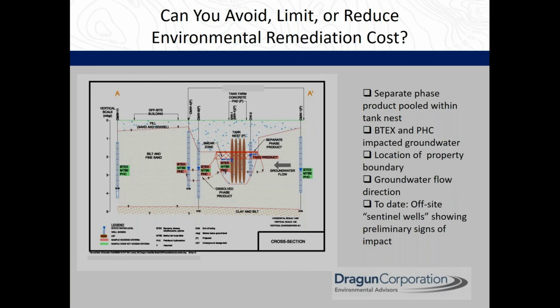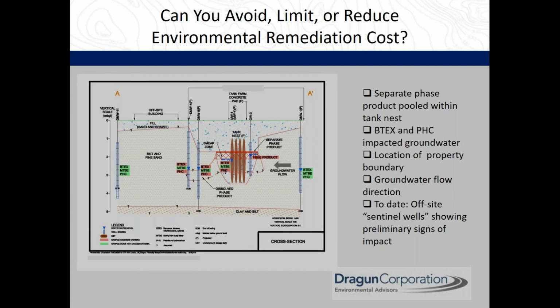Did some cross sections, which adds to our conceptual site model, trying to look at the distribution of the chemicals here in a vertical profile. Certainly we had BTEX and PHCs in the groundwater. We had some high concentrations in the soil in the smear zone. We had product. Groundwater flow direction was better understood, but we had wells that were right at the property boundary, which is kind of in the center of this cross section. There were sentinel wells installed where we were starting to get detections of hydrocarbons.